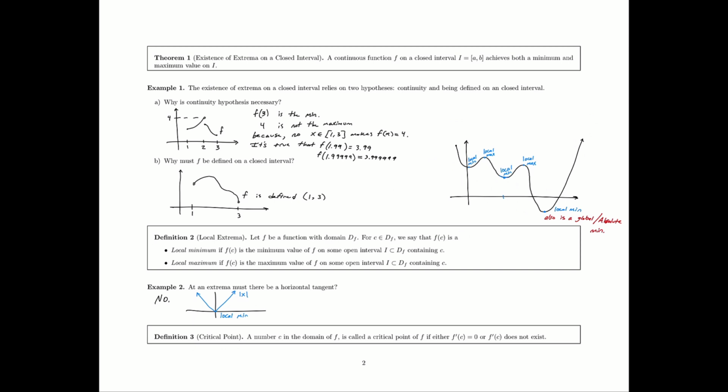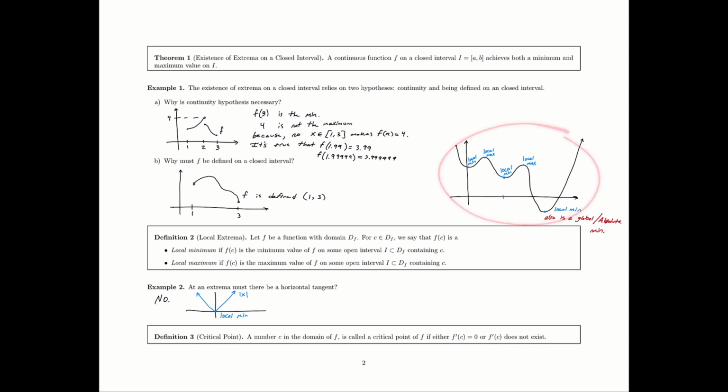So a number c in the domain of f is called a critical point of f if either one of two things happen. Either the derivative is equal to 0 there, or the derivative does not exist. So the reason why these two criteria are important and useful for helping us try to locate local extrema is because of the following features.